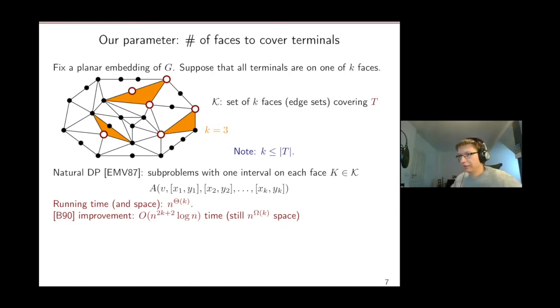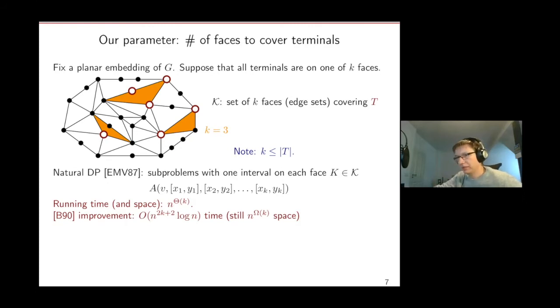There was already some work on trying to improve this exponent. I think in the 90s, it was improved to 2k plus 2. But unfortunately, it's still a dynamic program, so the space that you need is still exponential in k.